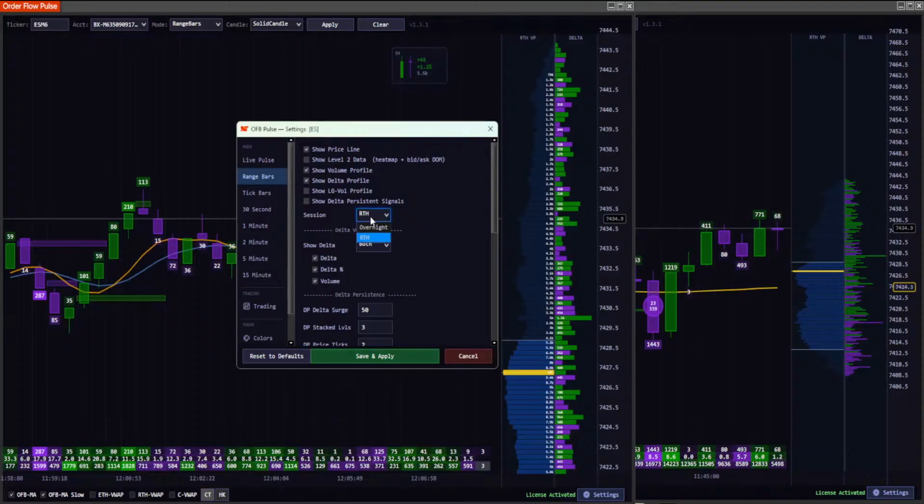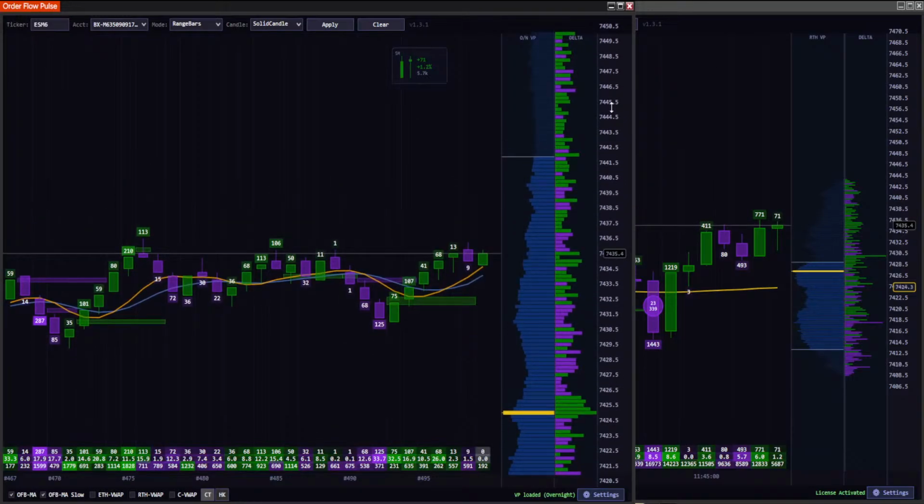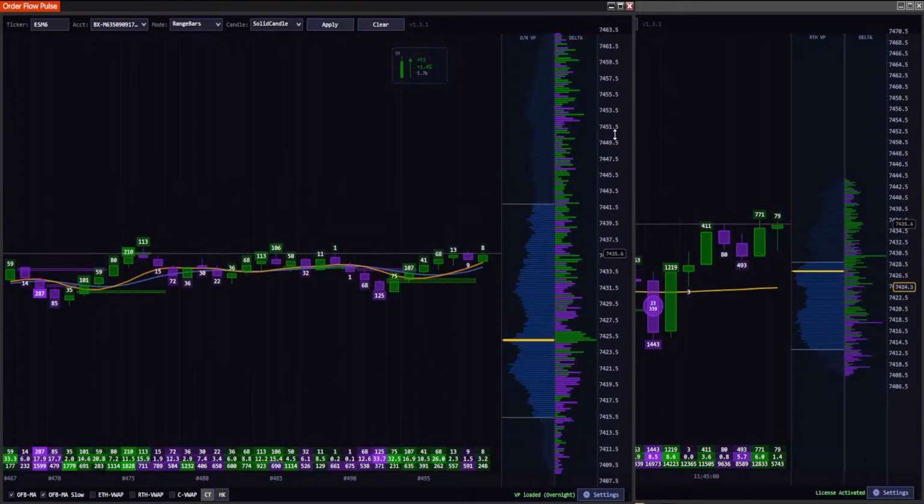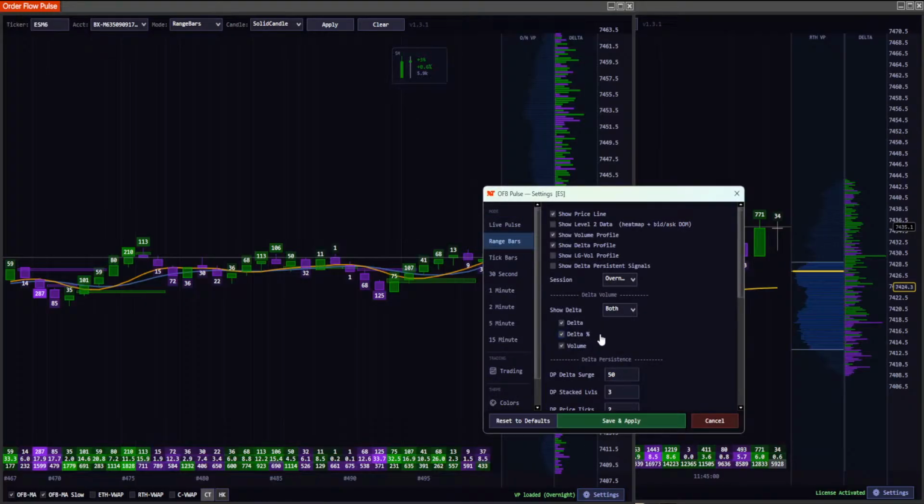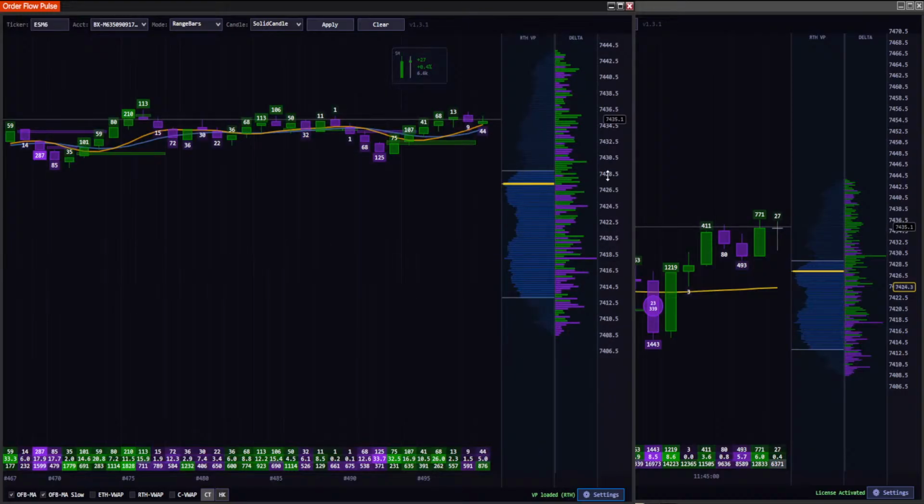So if you go here to overnight, make sure that overnight is, I mean, when you click save and apply, see overnight. Is it just the volume profile that's not showing? You got to make sure that the sessions are checked to RTH for regular trading hours and click save and apply. And you see how it flipped over?